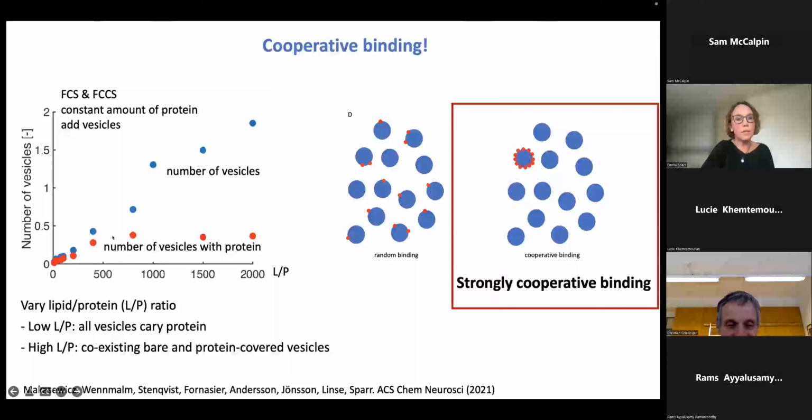The red dots indicate the number of vesicles that are both green and red, or blue and red. Up to a certain point, it goes with the number of vesicles, but then it levels off. This means that at high lipid to protein ratio, we basically have both free vesicles and vesicles that have both green and red dye, that cover protein. So there's a coexistence of bare vesicles and filled vesicles. And the filled vesicles are, if you compare to this saturation point, pretty closely packed with protein.